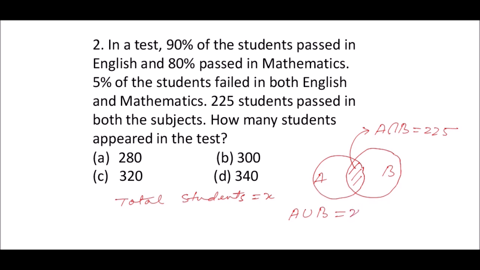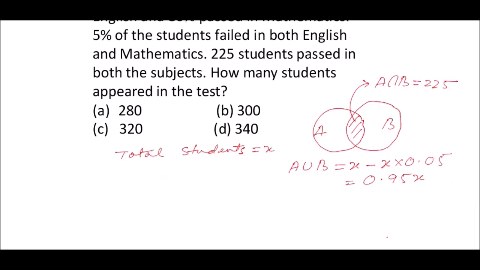That means the total number of students who failed in both subjects is x into 5%, 0.05. Therefore, you get 0.95x. That means 0.95x students passed in at least one subject. Therefore, A union B is equal to, we know, A plus B minus A intersection B.